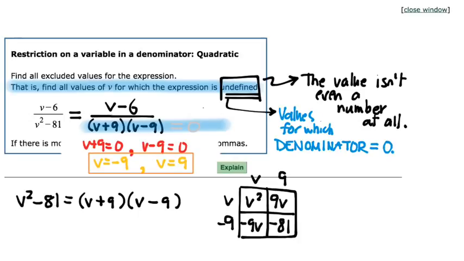You can try it on your calculator. Try plugging in 10 divided by 0, enter. It'll give you an error. It'll do something that indicates that you've broken the calculator, right? You have to move on. So finding excluded values for an expression is synonymous with finding those values that make its denominator equal to 0.